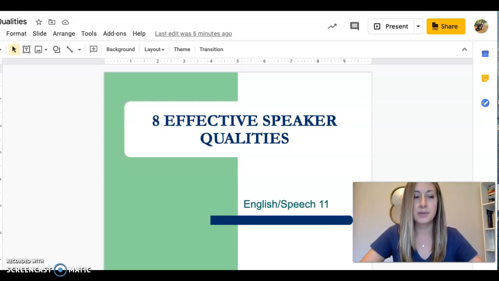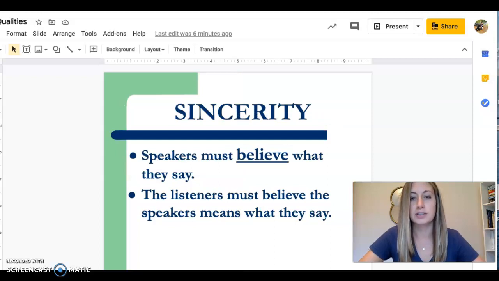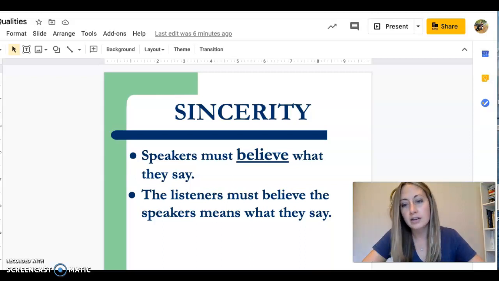The 8 effective speaker qualities start with sincerity as number 1. Speakers must believe what they say. So a lot of times when people choose topics for their speeches, they choose topics that they think are going to be easy, or that they've done before, or that they think their friends are going to like.